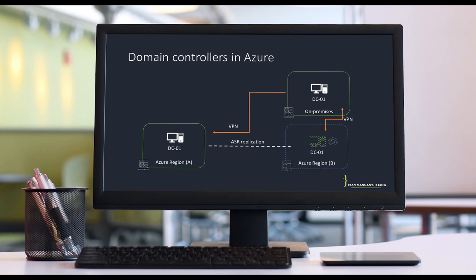Point to note, if you have an on-premises VPN, you may want to configure the second region's VNet and set up the VPN to speed up the process when carrying out a failover.